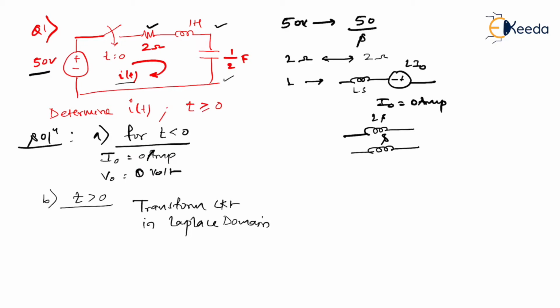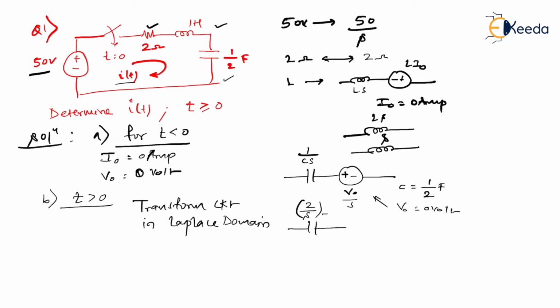For the capacitor, it is simply 1 upon Cs plus minus V naught by s. Here the value of C is 1 by 2 farad, and V naught is simply 0 volt. Let us substitute over here. 1 upon Cs, because C is equal to 1 by 2, will become 2 by s. Of course the unit is ohms, and since V naught is equal to 0, it will be simply a short circuit.